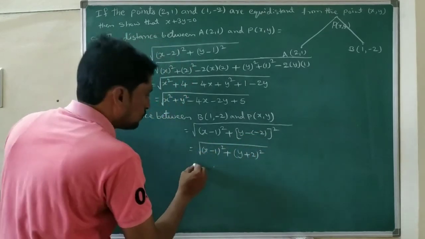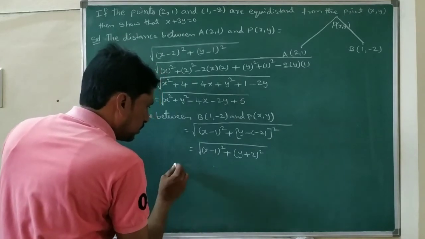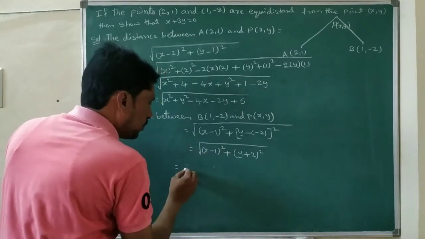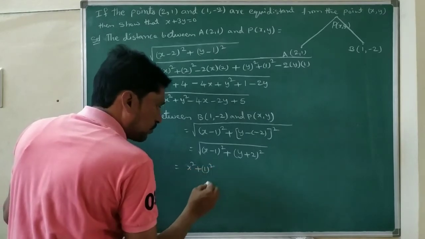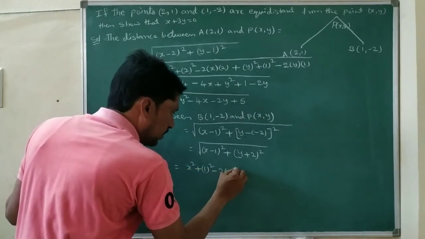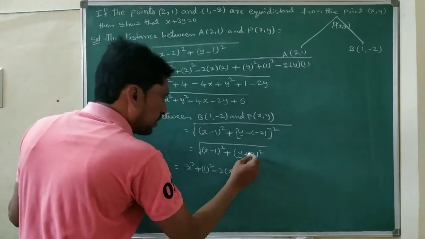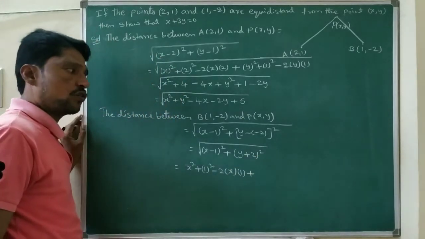Now you can expand this. (a minus b) whole square is a square plus b square minus 2ab, where a is x and b is 1. Plus here it is of the form (a plus b) whole square.